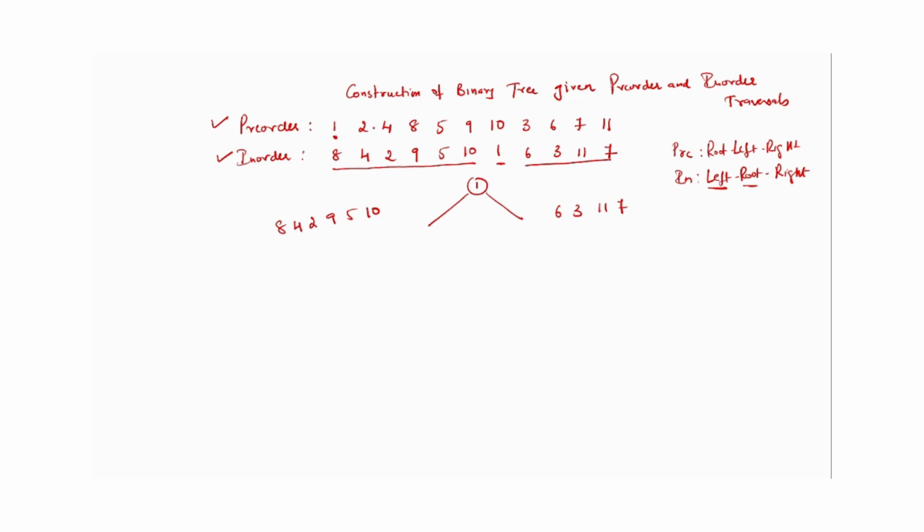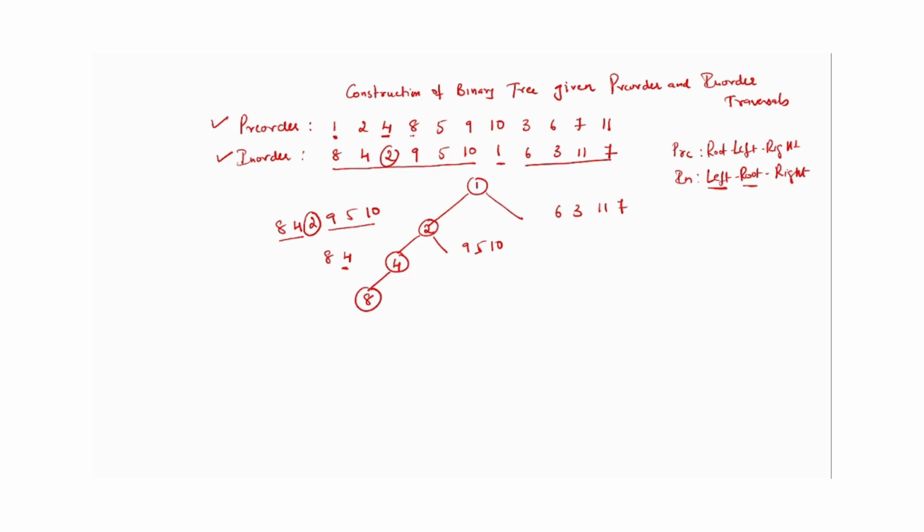Now let us check for 2. We find 2 here. Therefore, 2 is the root, and this is the left subtree and this is the right subtree for it: 9, 5 and 10. Now let us check for 4. 4 is here. Therefore, I will write 4 here, and 8 is to the left of 4, so I will write 8 to the left of 4.